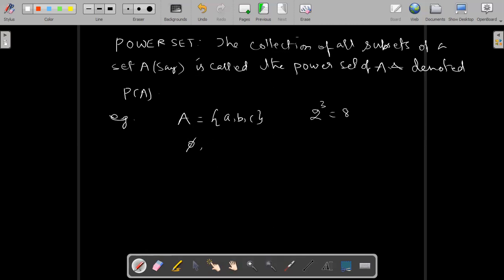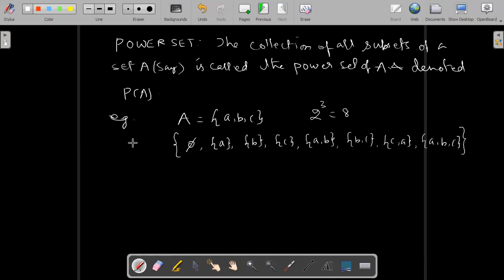Second subset you can write {a}. Third subset {b}. Then {c}. Then we can have {a, b}. Then {b, c}. Then {c, a}. Then the set itself will also be written, {a, b, c}. Now you can see there are how many sets? 8 sets. If you make the set of these sets, every element is a subset.